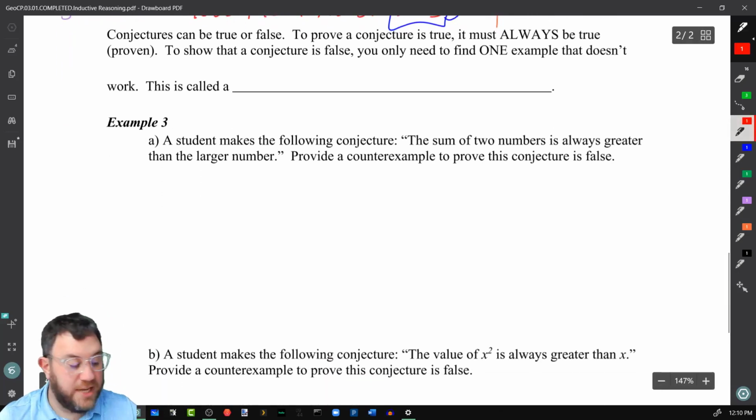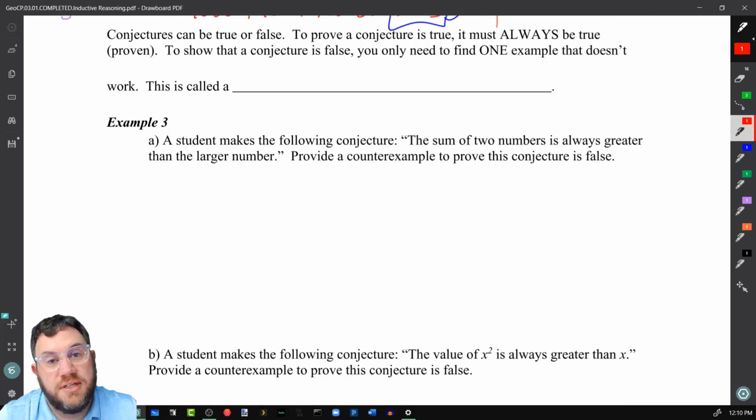Now, conjectures can be true or false. They don't have a truth value when you make them until you try to prove them. So I could make the conjecture that if you study for your test, you will fail. Okay? My conjecture is that you'll fail. Hopefully that doesn't happen. And if you've studied, I can almost guarantee that that won't happen. But it is a conjecture, even if it turns out to be false.